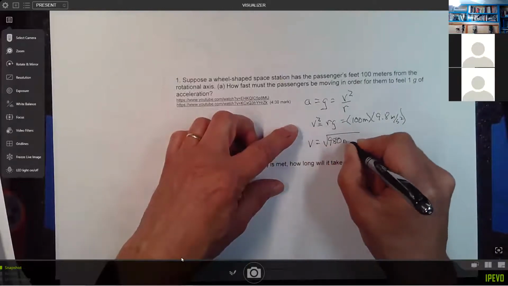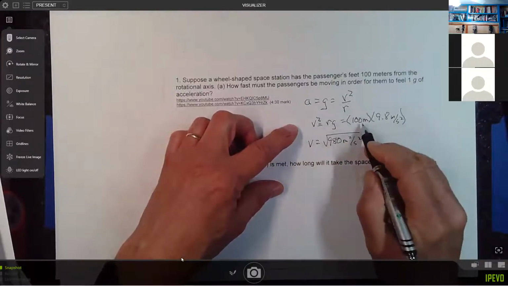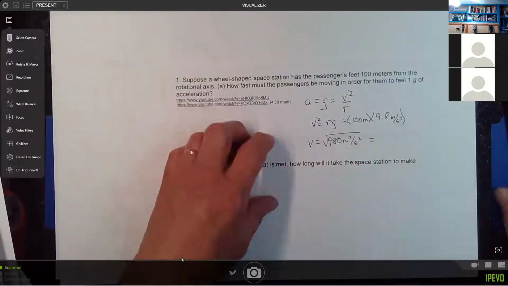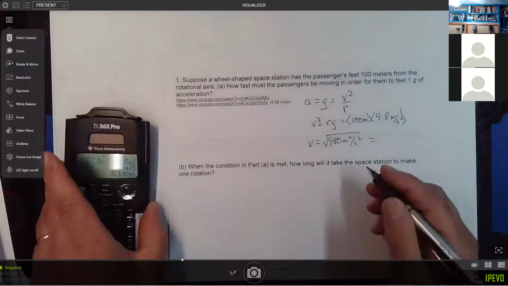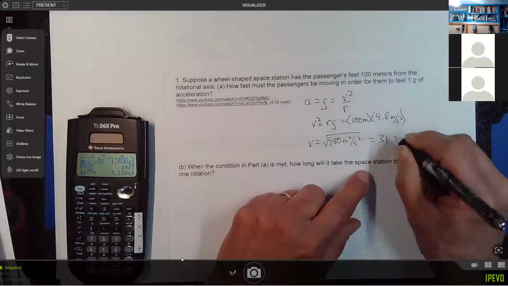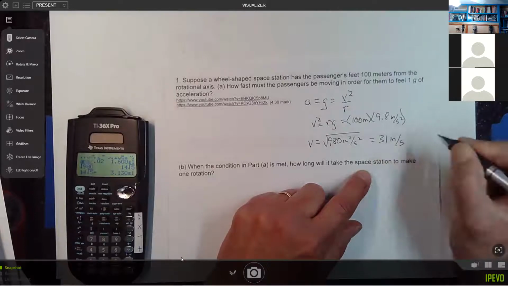That's 980 meters squared per second squared when I multiply these two things together. Or the speed they'd have to be moving at is the square root of that. My calculator tells me it's 14 times the square root of 5, or 31 meters per second is about how fast they'd be going.